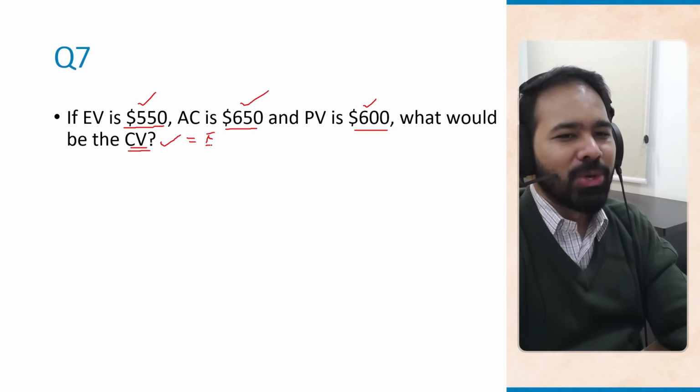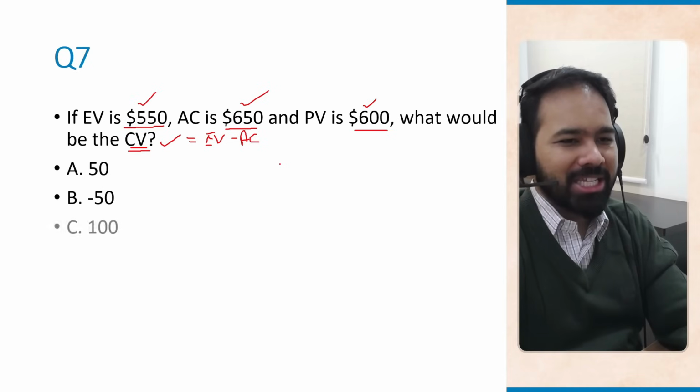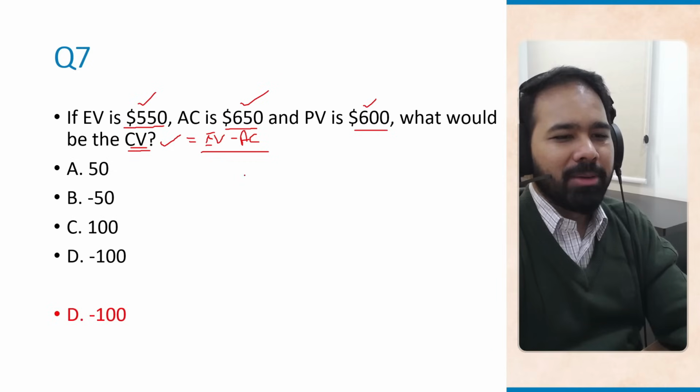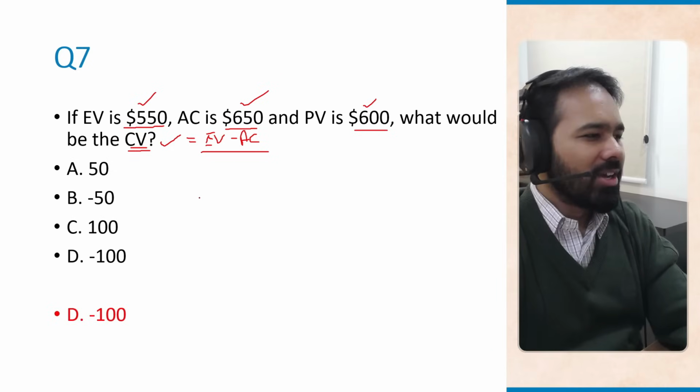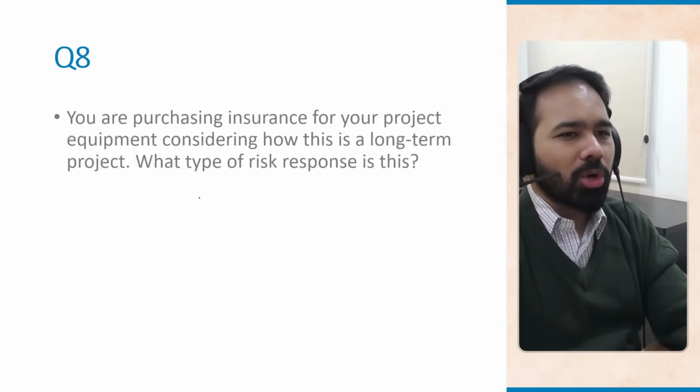That's it. So you have to subtract AC, which is 650, from EV, which is 550. So what would be the answer? 50, minus 50, 100, or minus 100? The answer is minus 100 because that's the formula for CV, which is cost variance. Okay, let's move on.